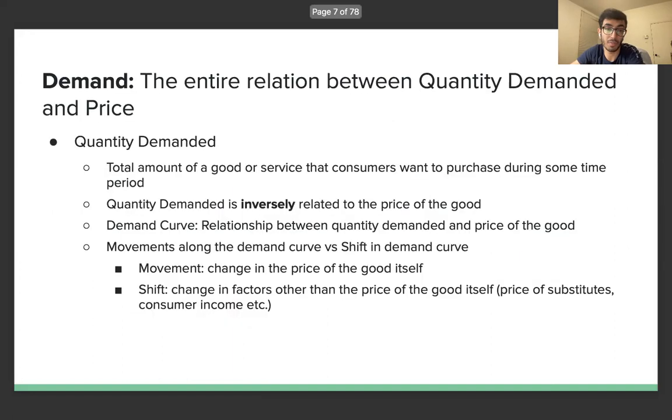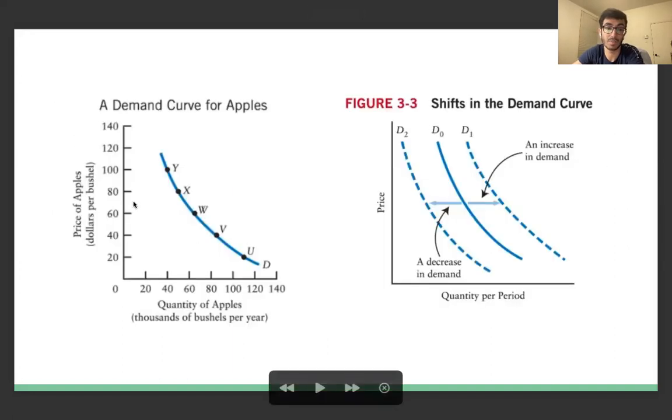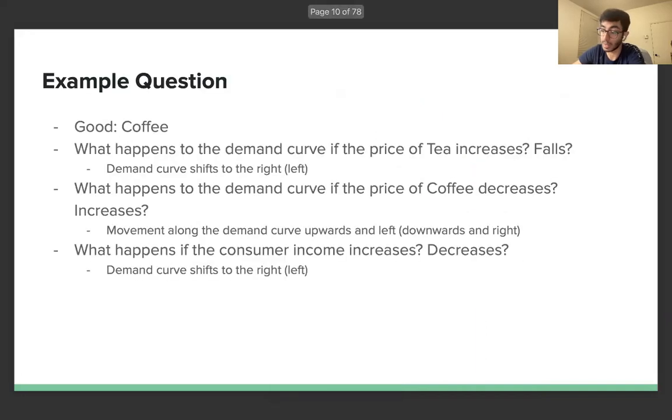So when the price of coffee decreases, look at the graph on the left. When the price is decreasing, we're moving downwards and towards the right. But when the price of coffee, which is the good itself, increases, we move left and upwards along the demand curve. So the demand curve doesn't shift because it's a change in the price of the good itself, which is coffee. I'm going to make a note of this because I'll have to change this.